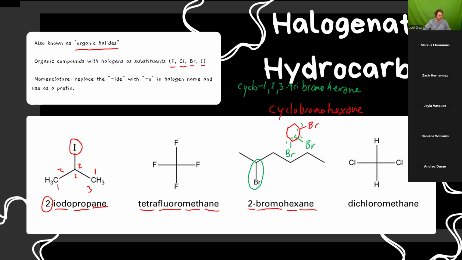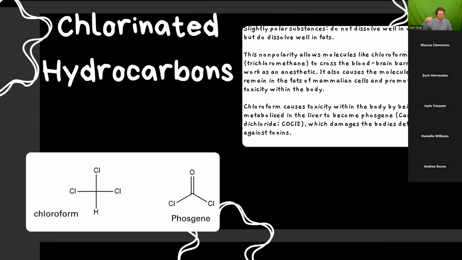Okay. Next up is a little bit of a deeper level of chlorinated or halogenated hydrocarbons. Yes, a chlorinated hydrocarbon is an example of a halogenated hydrocarbon because we're talking about chlorine there. These are slightly polar substances. They do not dissolve well in water, but do dissolve well in fats. Now this is kind of interesting, but let's think about that in terms of polarity.